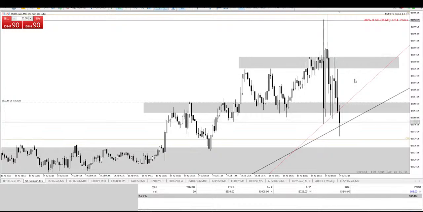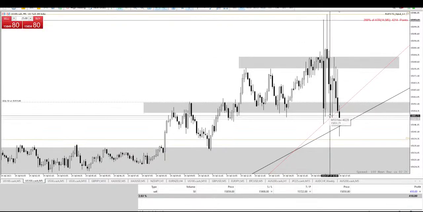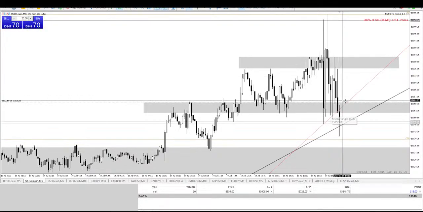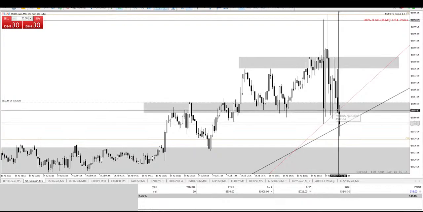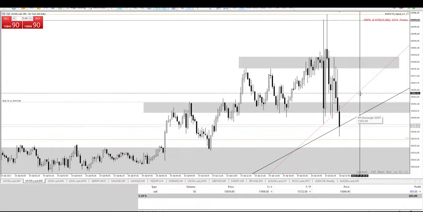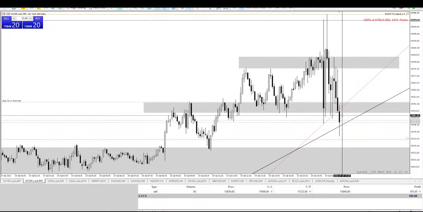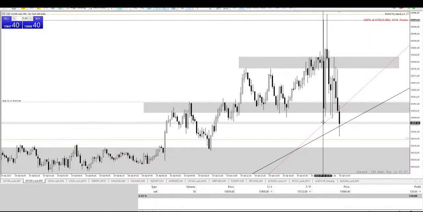So my idea for the short was rejections off of this level up here. That's become a daily resistance. It tested it, pulled back up, tested again, and then started coming down. I was expecting this candle to be a strong bearish 5-minute candle. However, by the time I entered, it had pulled back. I should have waited for the close, and then I wouldn't have gotten in until maybe here. But I got in anyway, just based on my experience with this market.